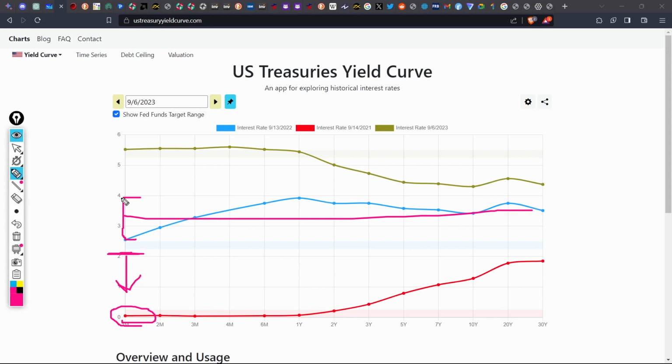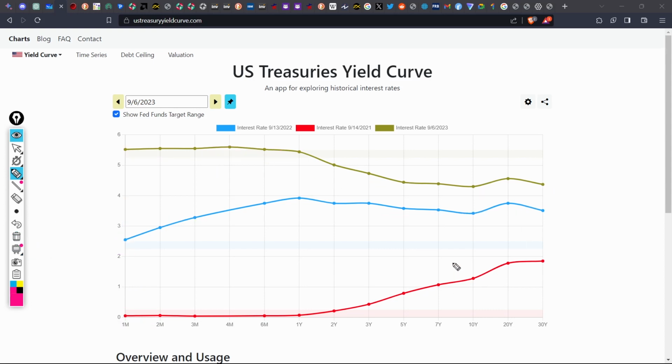And currently, this is where we are now. The interest rate, the percentage yield, all of them are very high, and the yield curve is inverted. The difference is that the short-term ones are much higher than the longer-term ones. So yeah, that's it about the shapes and the types of the yield curves.